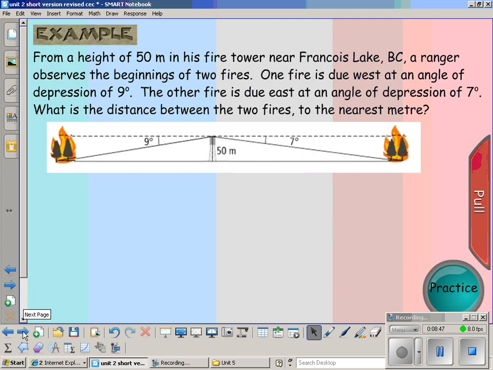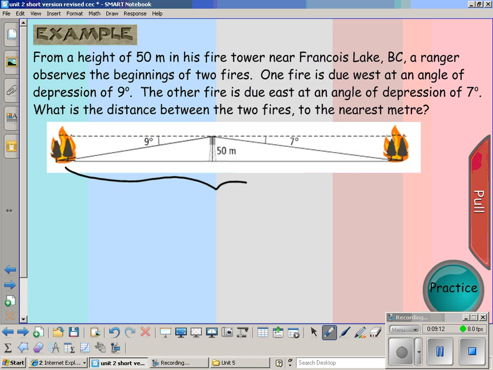The key is finding all of the sides when it asks you to solve a triangle. So now we have multiple triangles. We have more than one. From a height of 50 meters in a fire tower, a ranger observes the beginnings of 2 fires. One fire is due west at an angle of depression of 9 degrees. The other fire is due east at an angle of depression of 7 degrees. What is the distance between the 2 fires to the nearest meter?